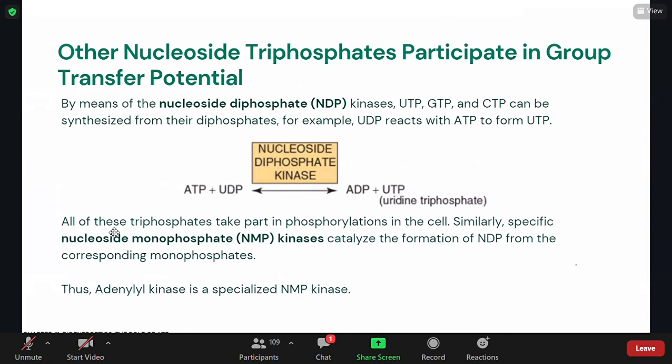Other nucleoside triphosphates participate in group transfer, like for example UDP, uridine diphosphate. These are what they call cousins of your ATP. A phosphate is added to it, so it becomes UTP, uridine triphosphate, and your ATP becomes ADP. The enzyme is nucleoside diphosphate kinase.